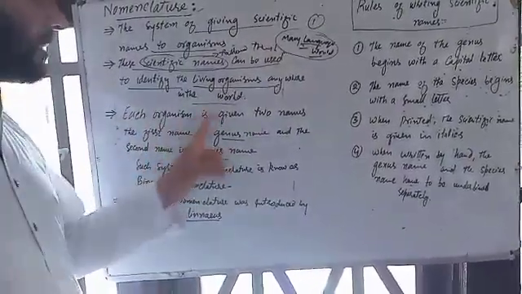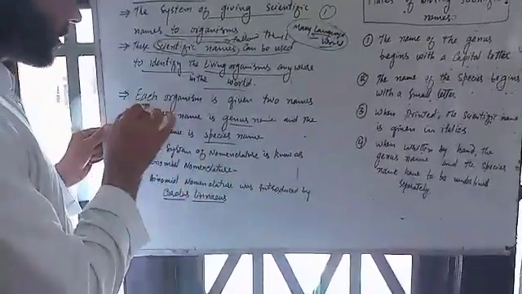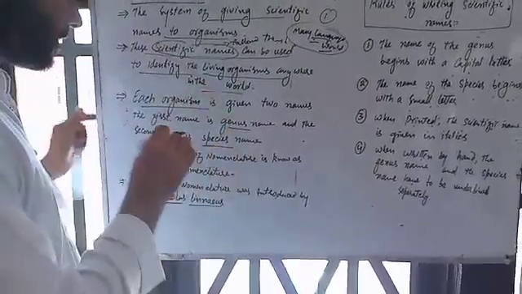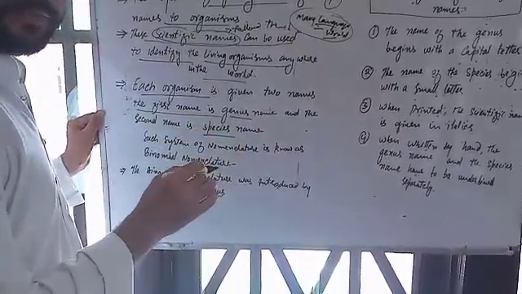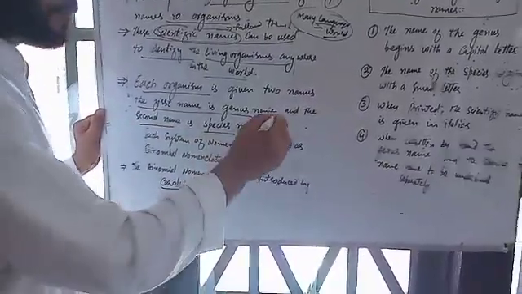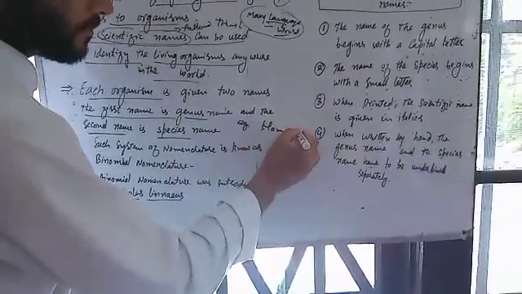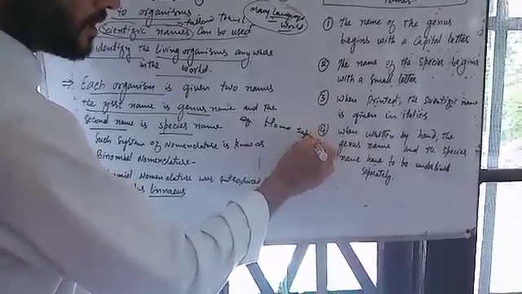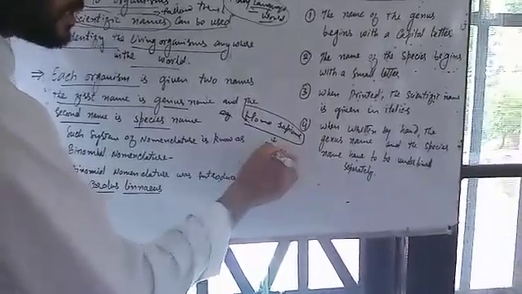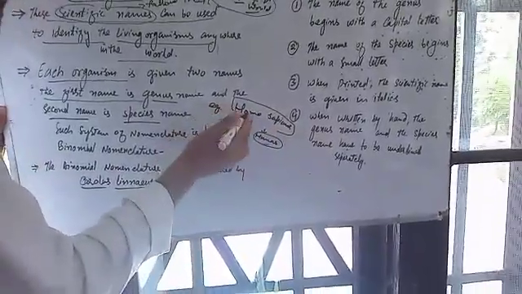Next, each organism is given a scientific name that has two parts. Every living organism has two names. The first part of the name is the genus name, and the second part is the species name. For example, Homo sapiens. This is the scientific name of humans.